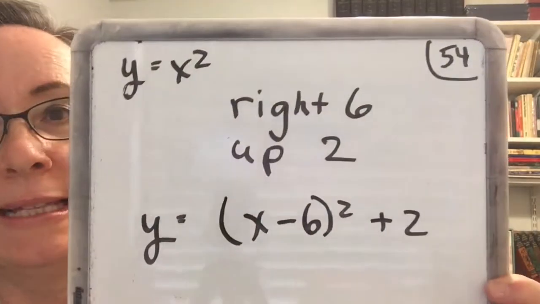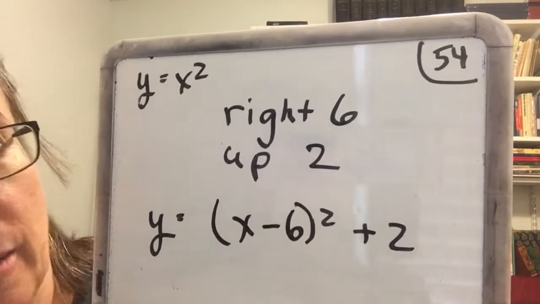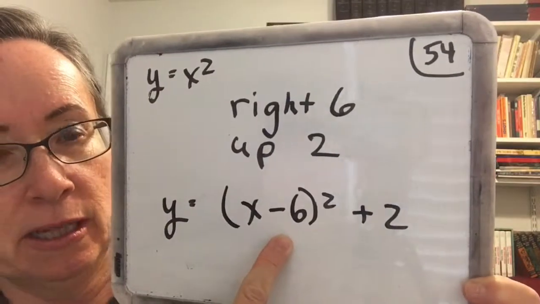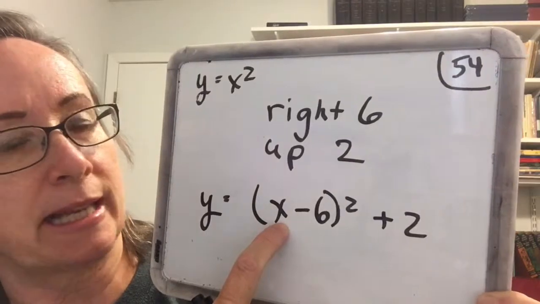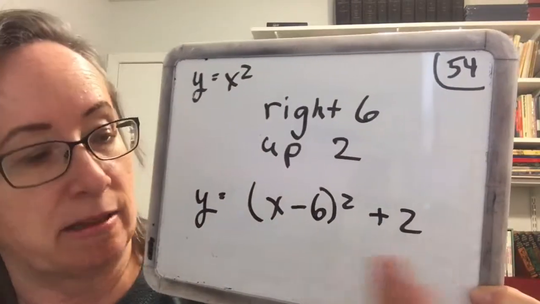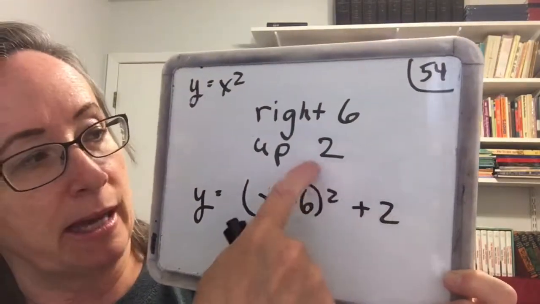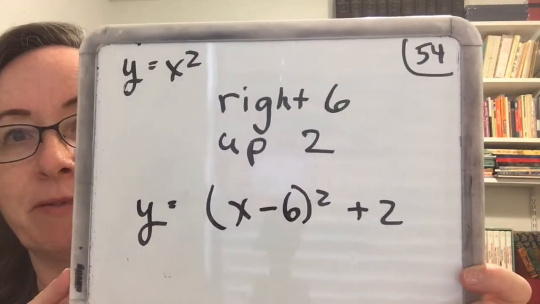Okay, then 54 is this one. We have y is x squared, and we're going to translate this right 6 and up 2. The right 6 will happen inside the function, and again, 6 would make this go to 0. So I'm translating it from 0 to 6 to the right. And then outside the function would be my translation up of a plus 2. And that's what number 54 should look like.